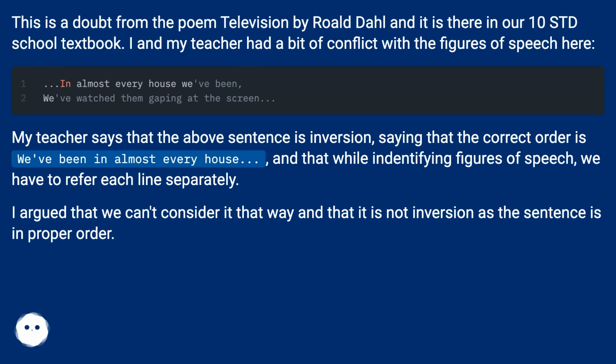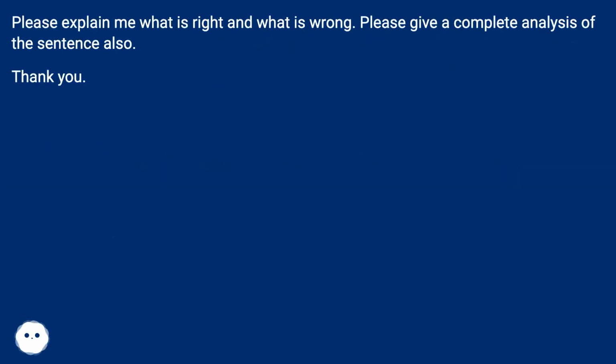My teacher says that the above sentence is inversion, saying that the correct order is "we've been in almost every house", and that while identifying figures of speech, we have to refer to each line separately. I argued that we can't consider it that way and that it is not inversion, as the sentence is in proper order. Please explain what is right and what is wrong. Please give a complete analysis of the sentence also. Thank you.